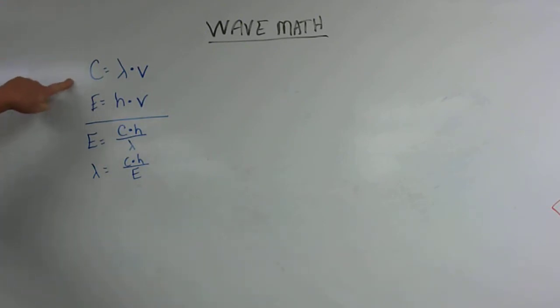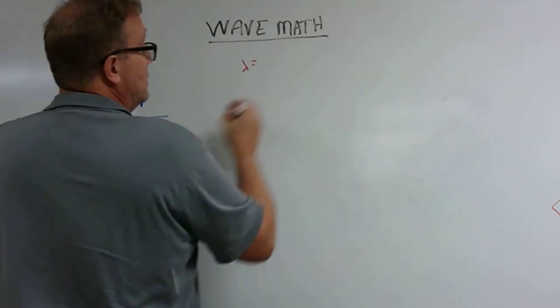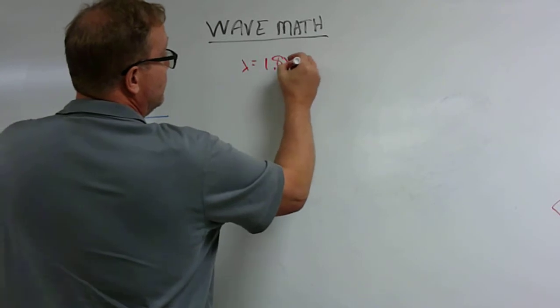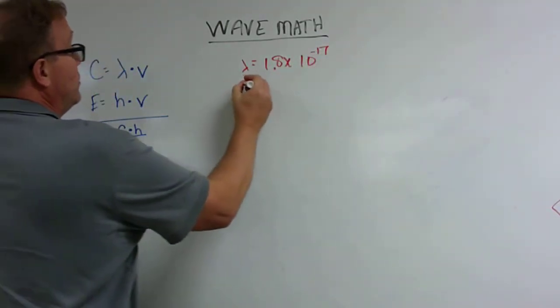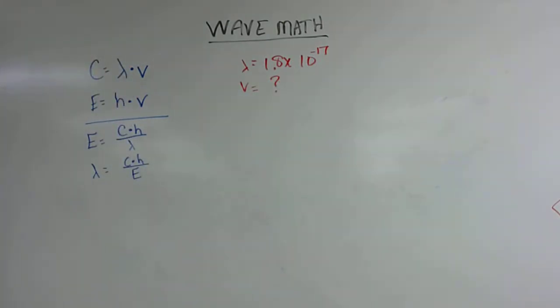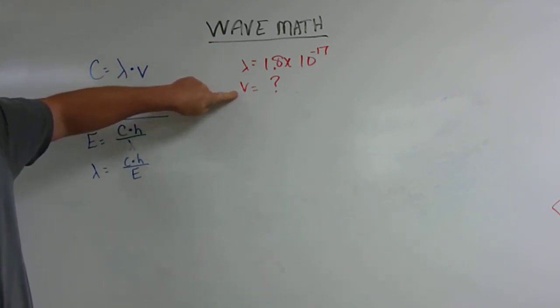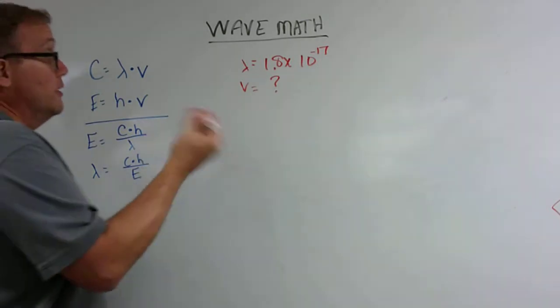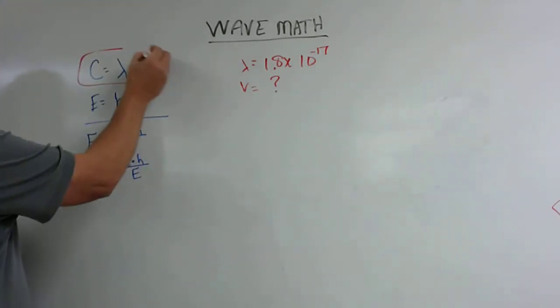Calculating for this is kind of easy. I'm just going to do it with numbers, but let's say my wavelength is 1.8 times 10 to the negative 17, and they want to know what the frequency is. The calculation is actually rather easy if you are calculating for either of these ones. So let's say I want to find my frequency. I would use this formula.